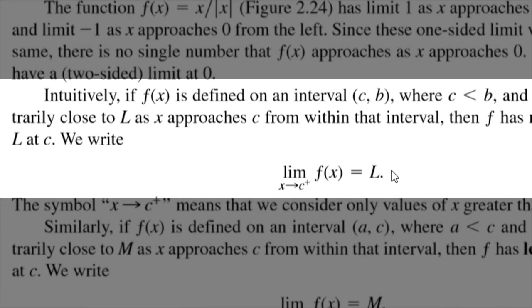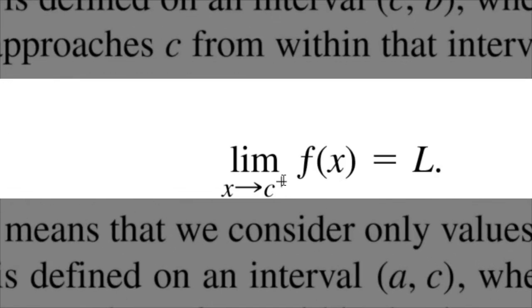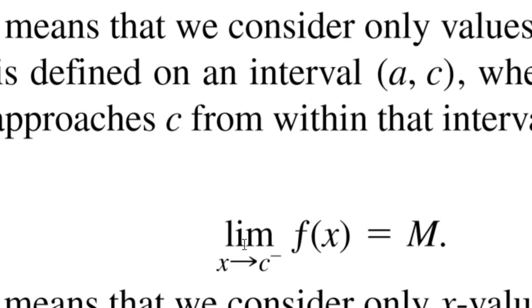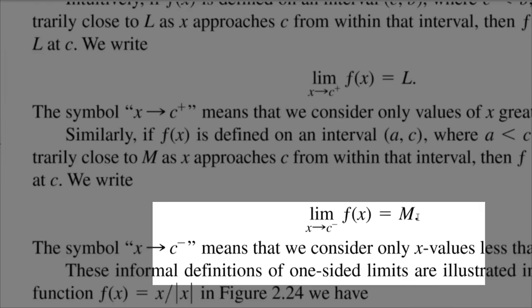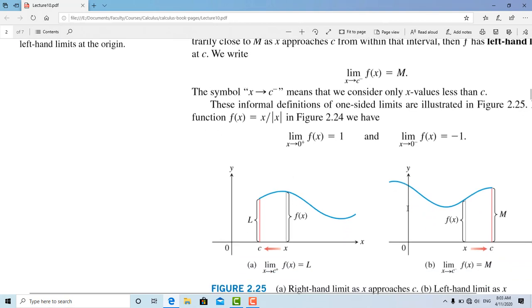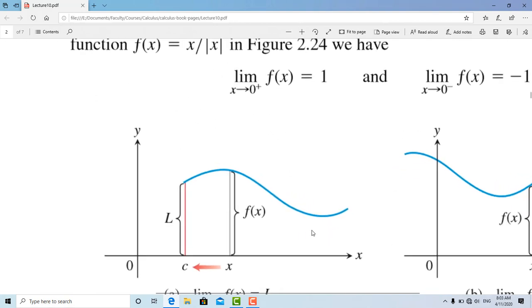The right-hand limit can be written in this form: limit x tends to c from the right side. If it's a right-hand limit, you have to write a plus here: f of x is L. Or limit x tends to c from the left side, f of x is m. It is better to explain this with a graph, as usual.